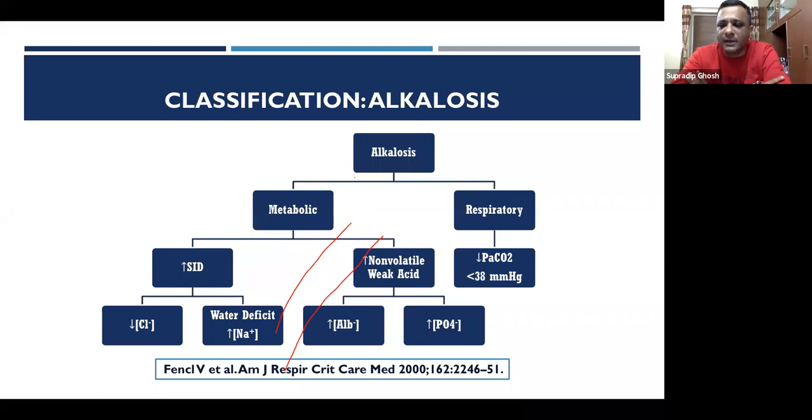Lactate in turn is a strong ion. But lactate, because of a very minuscule amount presence in the plasma, normally less than 1 millimole per liter, can be actually avoided for the purpose of calculation.